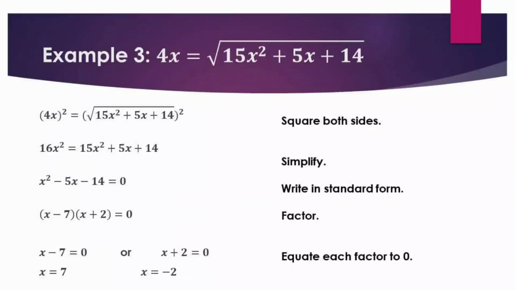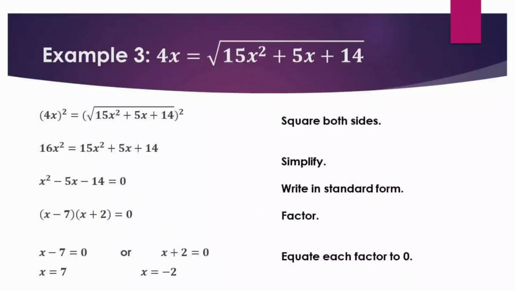Example number 3, we have 4x equals the square root of 15x squared plus 5x plus 14. So in this example, in order for us to simplify the square root, we need to square both sides to negate the square root. Then we have 4x squared, which is 16x squared, is equal to the square of the square root of 15x squared plus 5x plus 14. It will be just 15x squared plus 5x plus 14. Note that we just negated the square root by the power of 2.